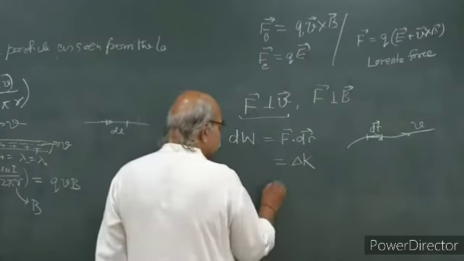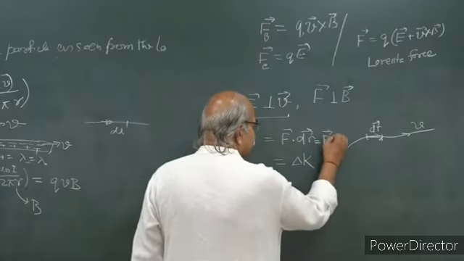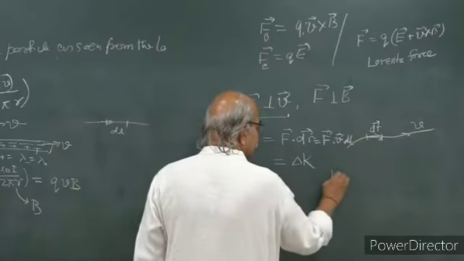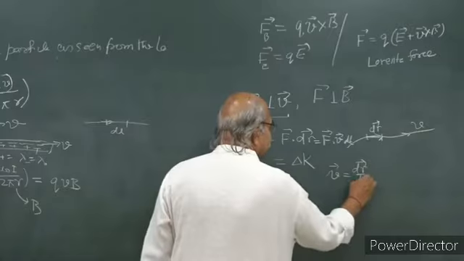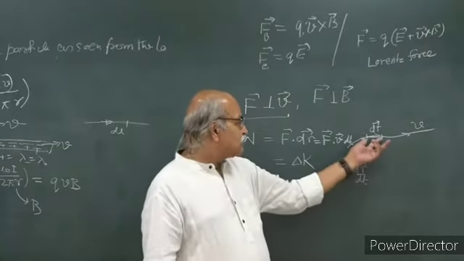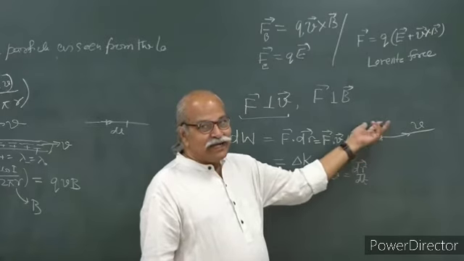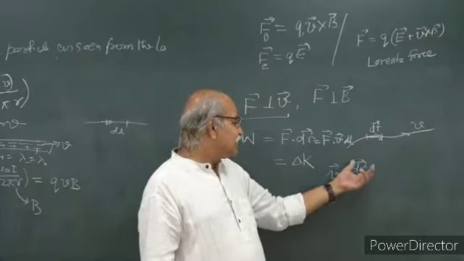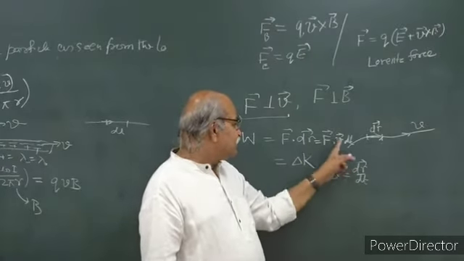Now, this dr you can write as F dot v dt, v vector and then dt, because v is nothing but dr/dt. That is the definition of velocity. If you have a small displacement dr and then it takes time dt, you divide, take the limit dt going to 0, that is velocity. So, v is dr/dt. So, you can write this dr as v dt.